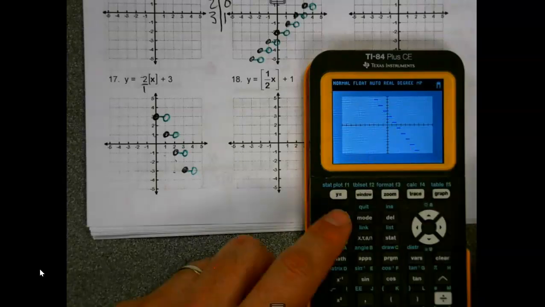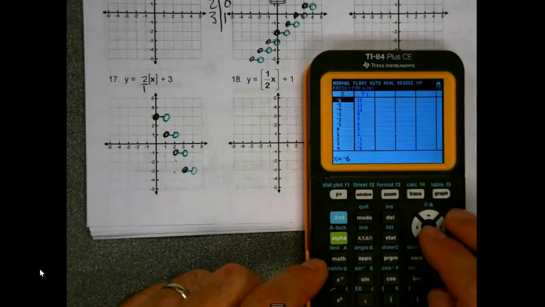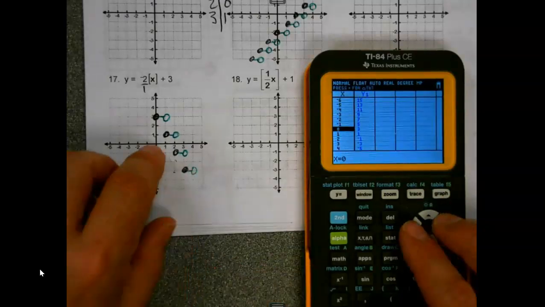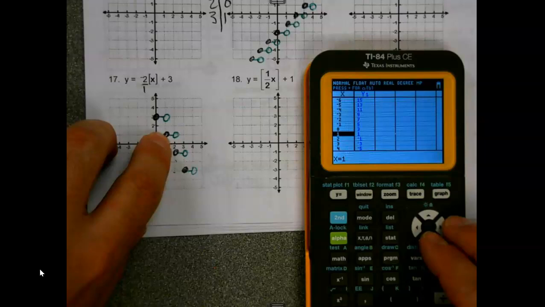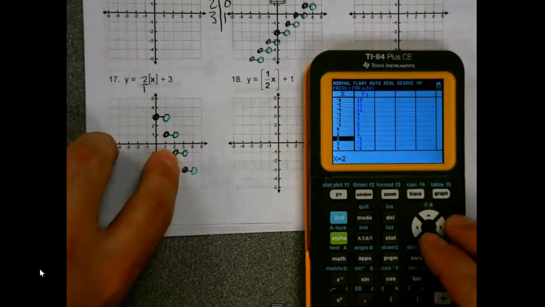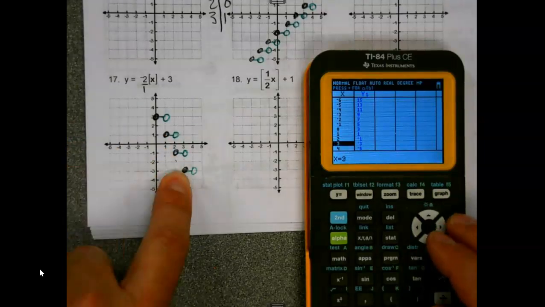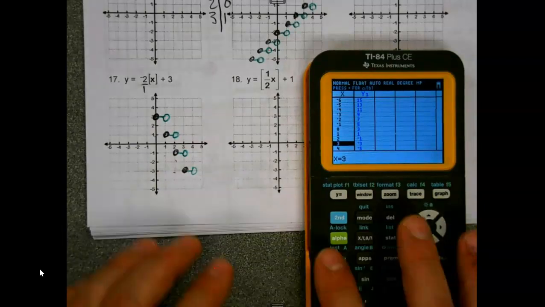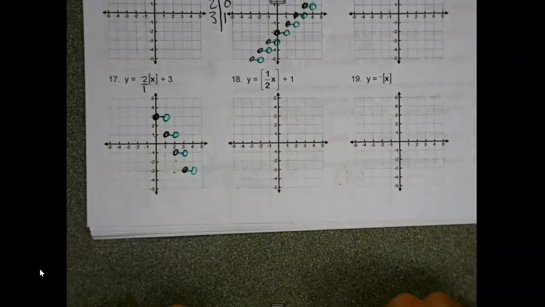Looks like the intercept is at 3. Let's check the chart. 0, 3, 1, 1, 2, -1, 3, -3, and we're off and running. So even if it's negative, it just runs like slope and graphing a line.